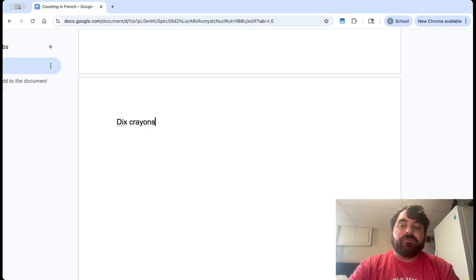Thankfully, for the most part in French, making words plural works the exact same way that it does in English, where you're just adding an S onto the word to make it plural. Notice, though, that we did replace our article with a number. This is the exact same as you do in English, right? So in English, I don't say the 10 crayons or 10 the crayons. I say 10 crayons. Sorry, 10 pencils. And so that's why this is going to happen.